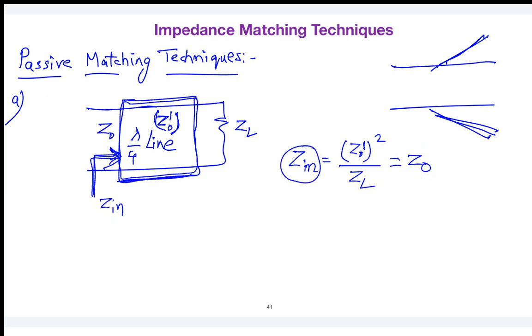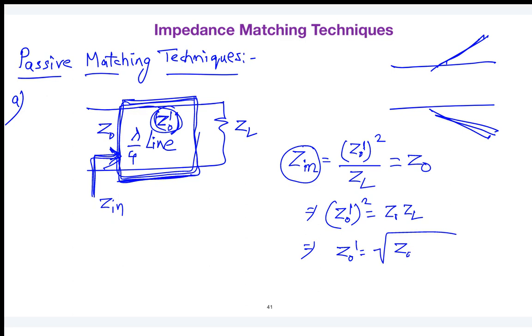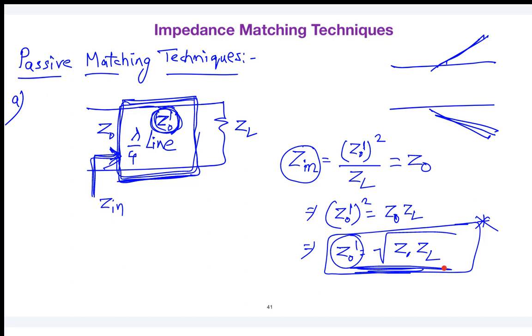So what should be the impedance in this case? Z0 prime whole square is equal to Z0 into ZL. So you require the lambda by 4 line having a characteristic impedance of root over Z0 ZL. That's it. So if you select the value Z0 prime using this equation, you will be able to do the impedance matching.